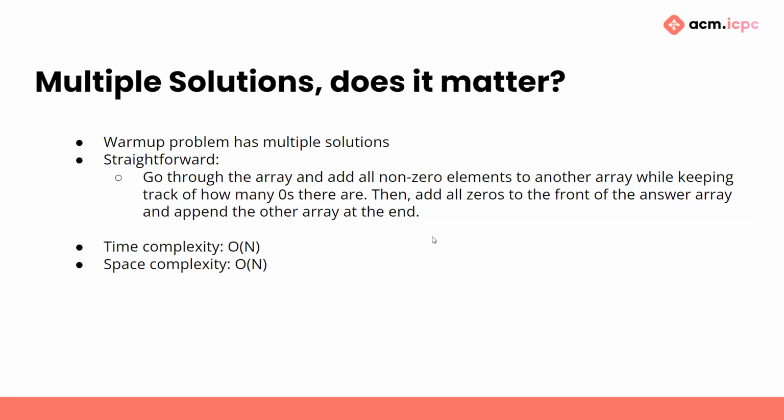And the space complexity in this case is O of n because you have an array, so that's n numbers, and then you also generate a new array, so that's another n numbers. And you can do the same thing, you get O of 2n numbers, which is the same as O of n.